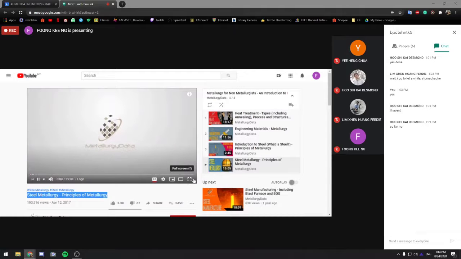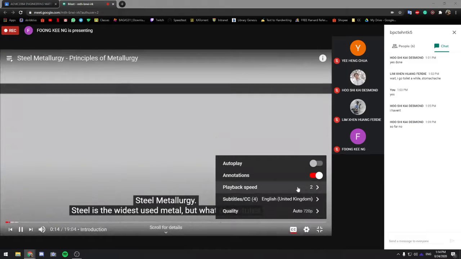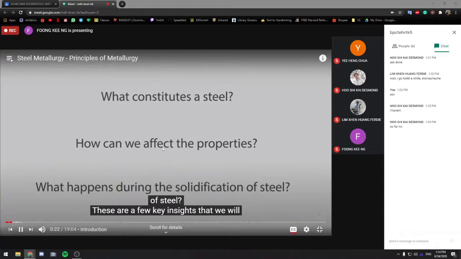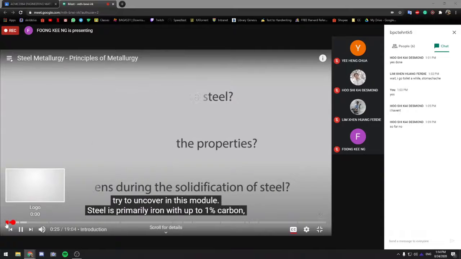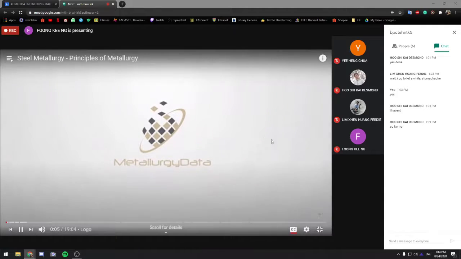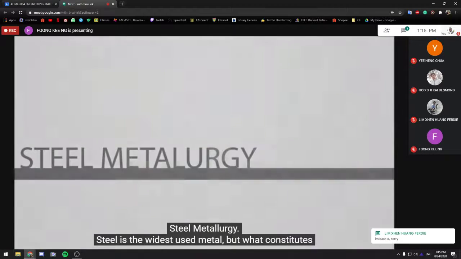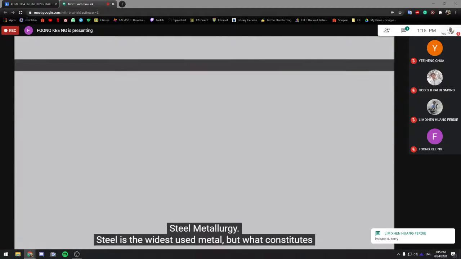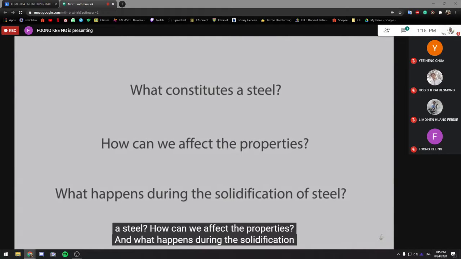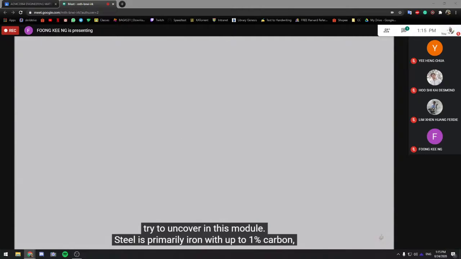Steel metallurgy. Steel is the widest used metal, but what constitutes a steel? How can we affect the properties? And what happens during the solidification of steel? These are a few key insights that we will try to uncover in this module.